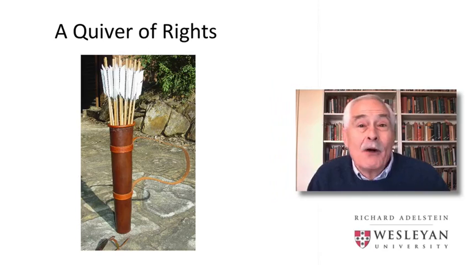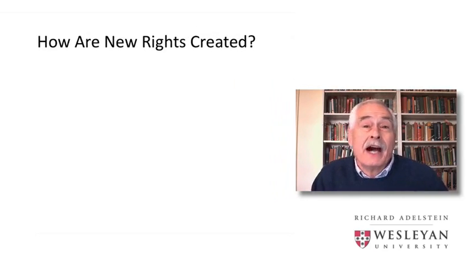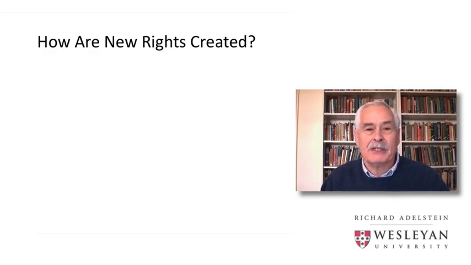And that is, how are new rights created? I've suggested that there's a different property right for every potential use of an object. And so the question then becomes, how is it that new uses become the subject of property rights, and how are those property rights to new uses of objects distributed, how are they created, generally speaking?